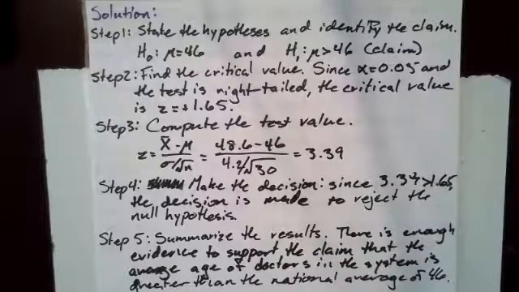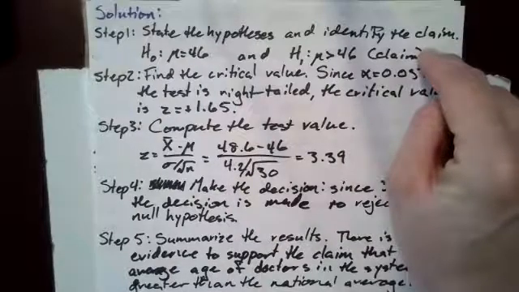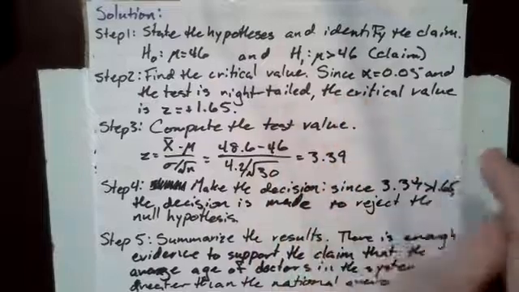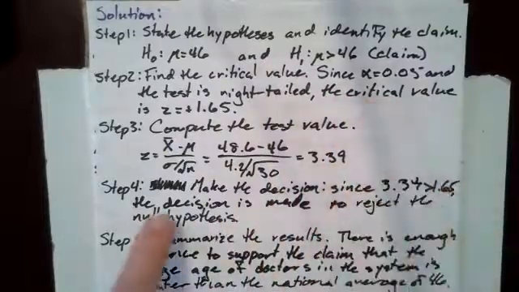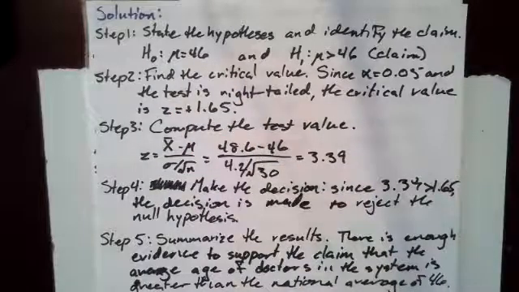And now we make the decision. Do we reject the null hypothesis, or do we not reject the null hypothesis? Since 3.39 is greater than 1.65, the decision is to reject the null hypothesis, since that's what we're looking for here. Our claim is that the mean is greater than 46. So we're looking to see that our test value is greater than the critical value, and it is.